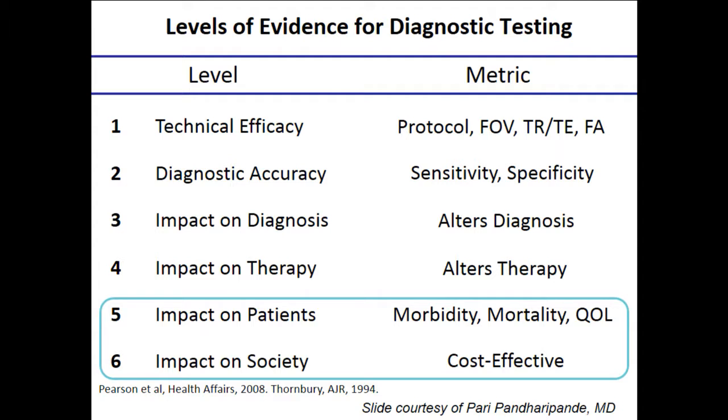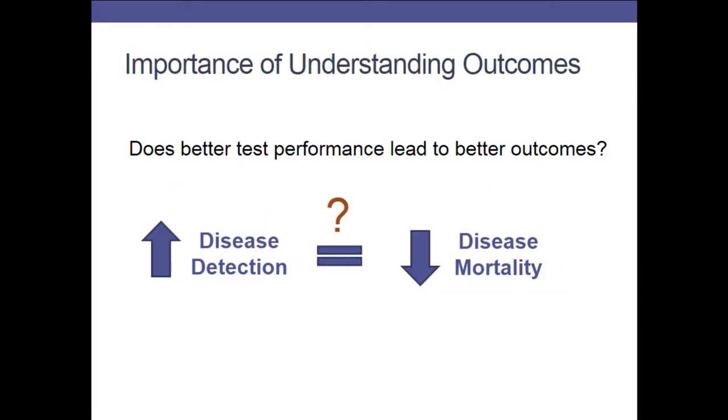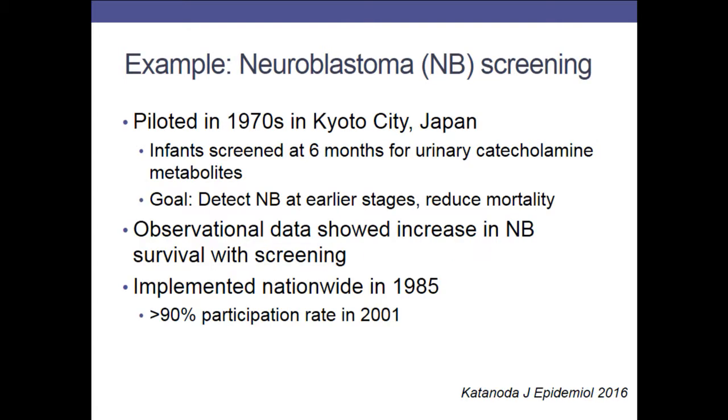In an ideal world, you want to meet all these levels of evidence before you implement a test in clinical practice. The reason for that is because even if you know that a test performs well, you can't always necessarily assume that it's making a difference on outcomes. And you might ask, why is that? Why can't we assume that if a test is performing well and we're finding more disease, that we're reducing mortality? The answer is that sometimes it does mean that, but not always. And history has some examples of where we've learned that is not always the case.